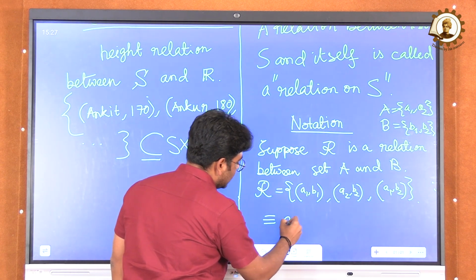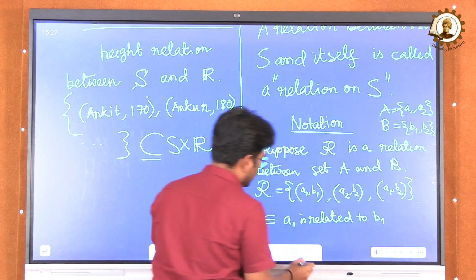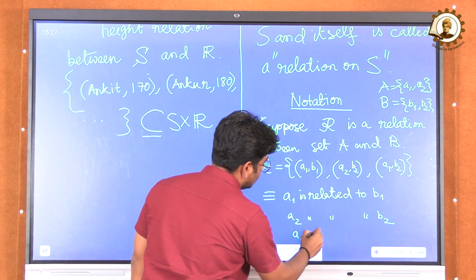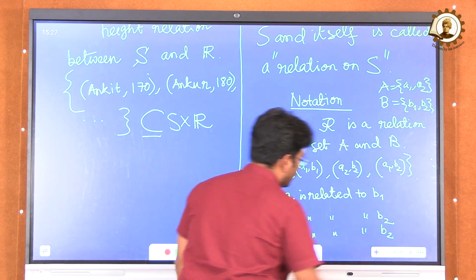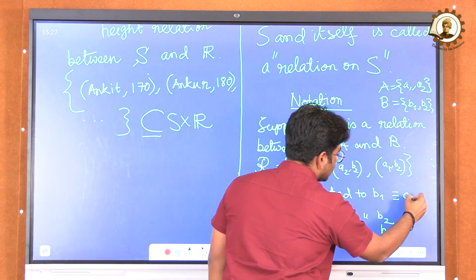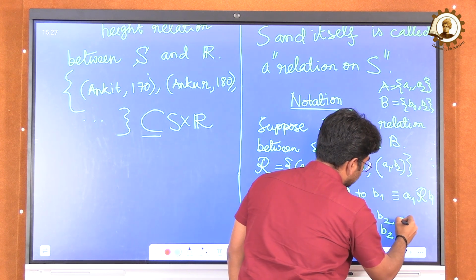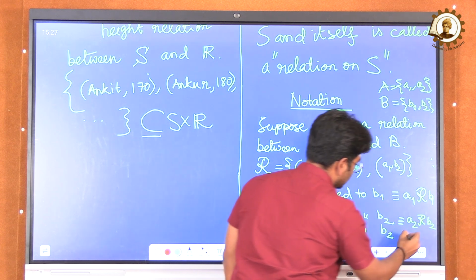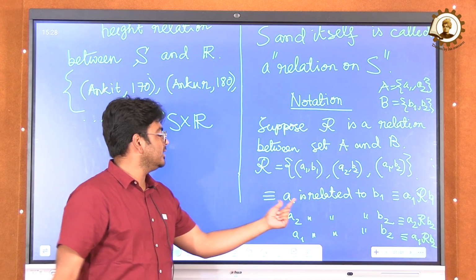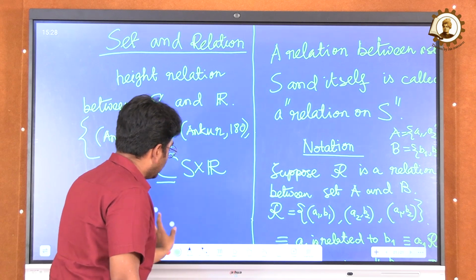This is equivalent to saying that A1 is related to B1; similarly A2 is related to B2 and A1 is related to B2. This can also be denoted using the relation symbol: A1 R B1, A2 R B2 and A1 R B2. Instead of writing the whole sentence, we can write these symbols. Good. Now I will discuss an example.